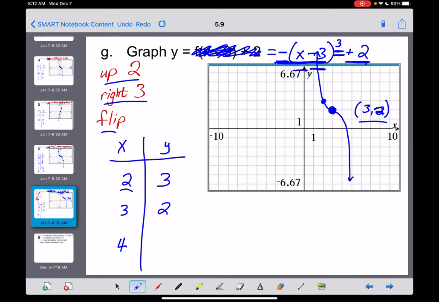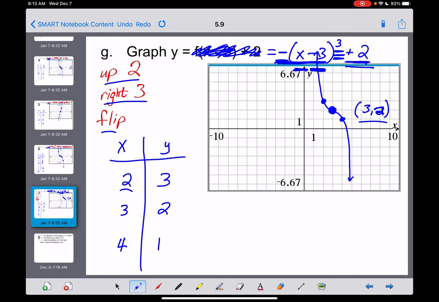What happens when we put in a 4? 4 minus 3 is 1. 1 cubed is 1. The opposite of 1 is -1. And -1 plus 2 is +1. So 4, 1 is going to get us this point right here. All right, guys, all 3 of those points match what we came up with. I feel pretty confident about what we did right there.